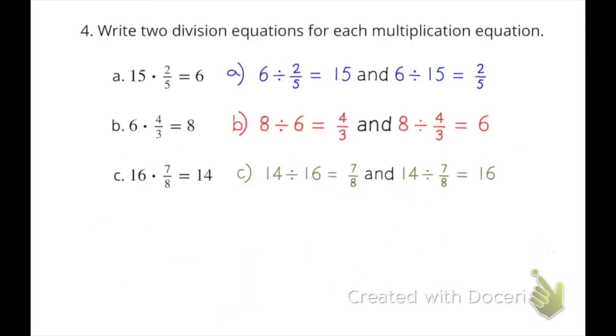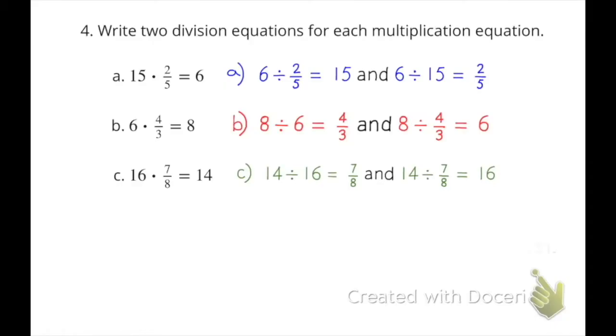Number 4. Write 2 division equations for each multiplication equation. A. 15 times 2/5 equals 6. That can be written as 6 divided by 2/5 equals 15, and 6 divided by 15 equals 2/5.